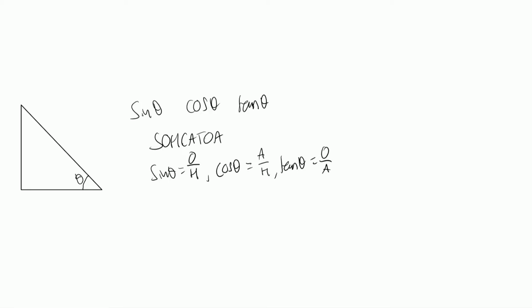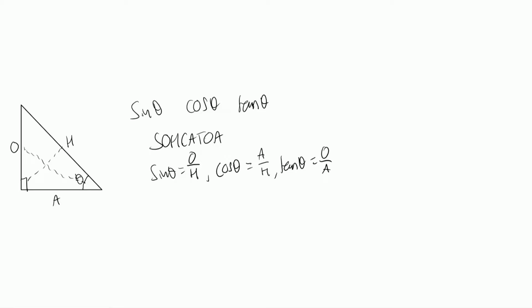So the question is, how do you know which one's the opposite, adjacent, and hypotenuse? Well, the opposite side is always directly opposite the angle that you're given. The hypotenuse is always opposite the right angle in the triangle, and the adjacent is just the third side left over. And there you go, you can use that.